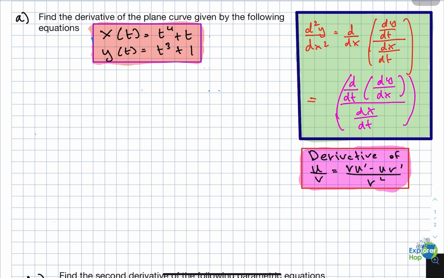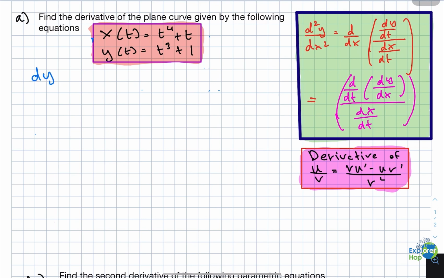Let's take a look at our first question. Find the derivative of the plane curve given by the following parametric equations: x equals t to the power of 4 plus t, and y equals t cubed plus 1. So we have to find the first derivative of these two parametric equations.